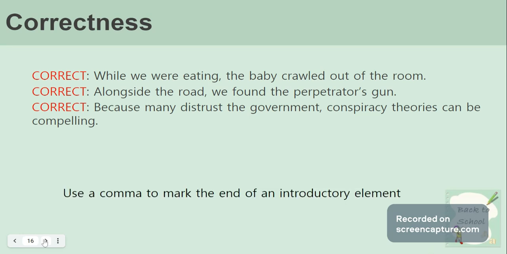Use a comma to mark the end of an introductory element. So these are examples of introductory element. We have here along the side or along the road. This is a prepositional phrase. That's why you need a comma. While we were eating, that is a dependent clause. That's why it needs a comma. And then, so with the next one.